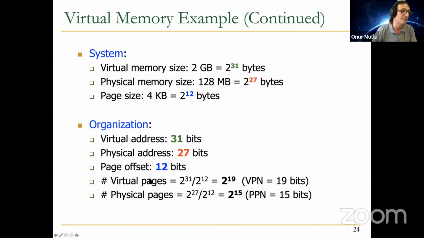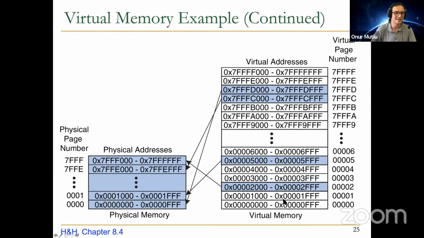Now you can compute the number of virtual pages in virtual memory. It's 2 to the 19, as you can see. So virtual page number should be 19 bits. And physical pages in physical memory, which is 2 to the 15, by dividing the physical memory size with the page size. And physical page number is 15 bits. So these are very easy things. And this is the mapping table, basically shown in your book also. Basically, we don't explicitly show the page table. We're going to see that in a little bit.